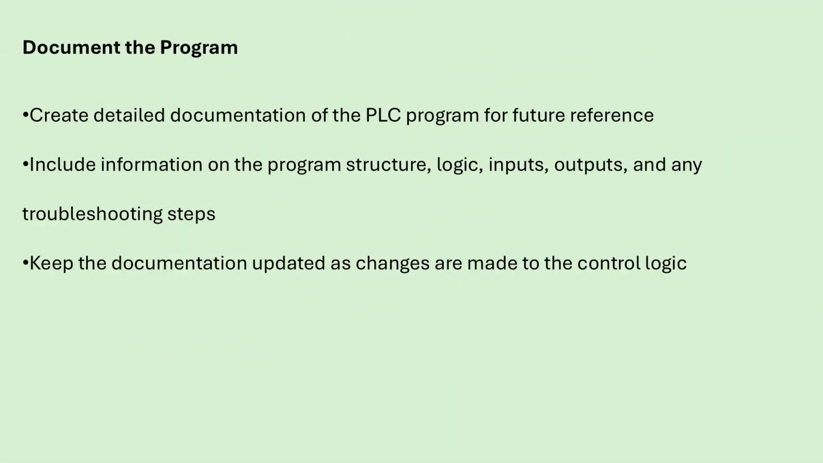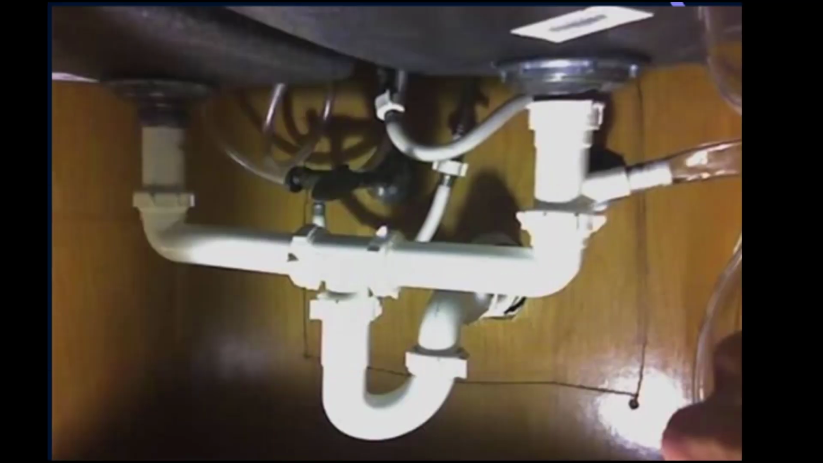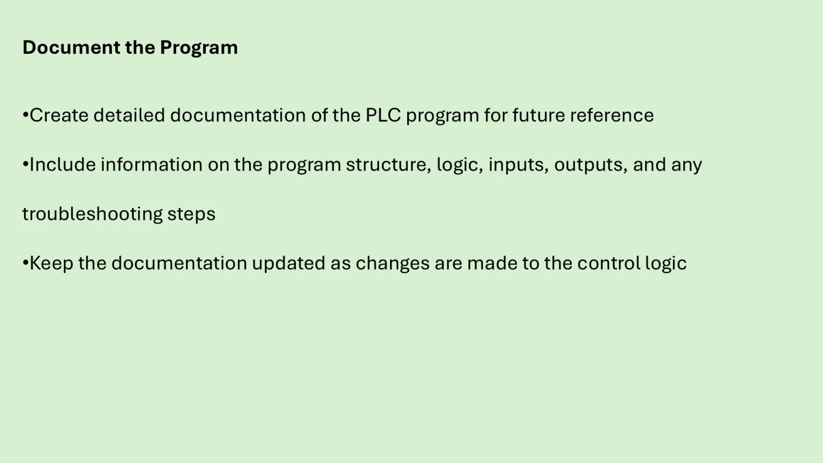Document the program. Detailed documentation. Ensure you document the entire program, explaining how it works, including the control flow, inputs, sensors, switches, and outputs, motors, valves, etc. Maintenance notes. Include troubleshooting steps and any changes or updates made during the development phase. This will help anyone maintaining or modifying the system in the future.